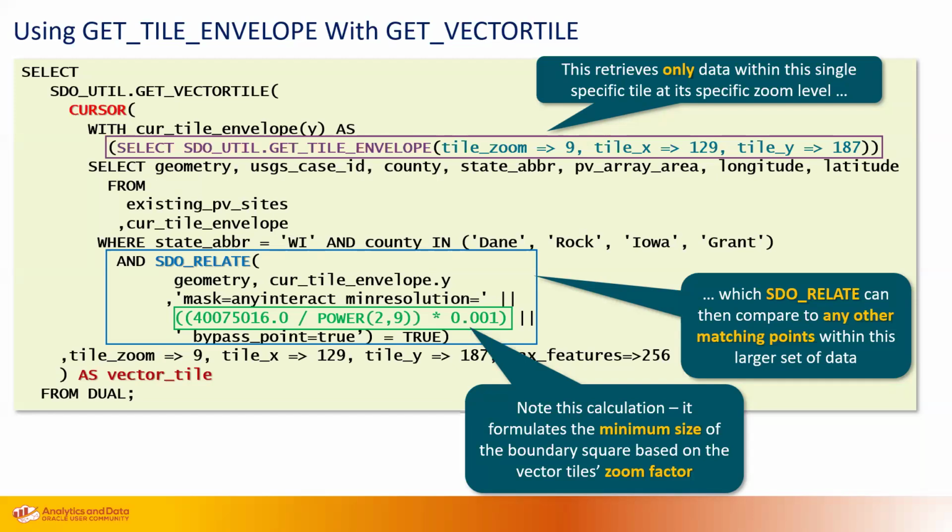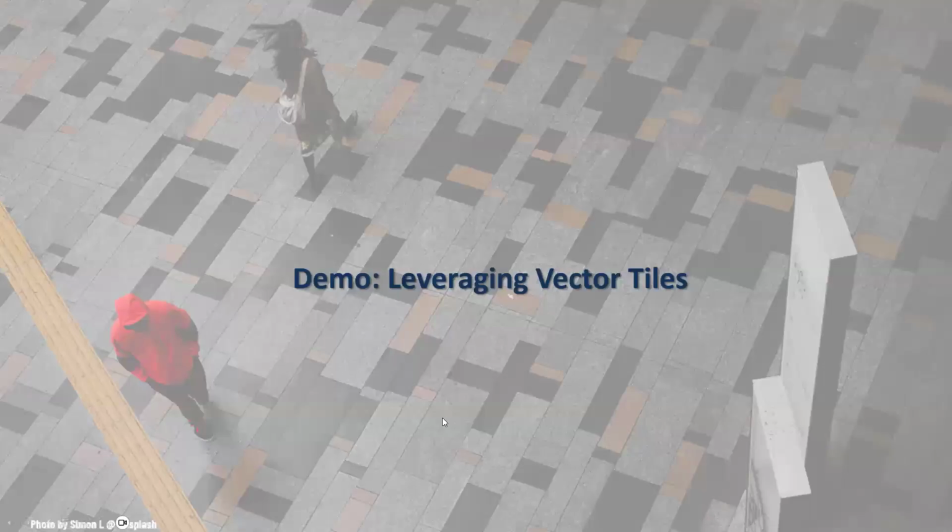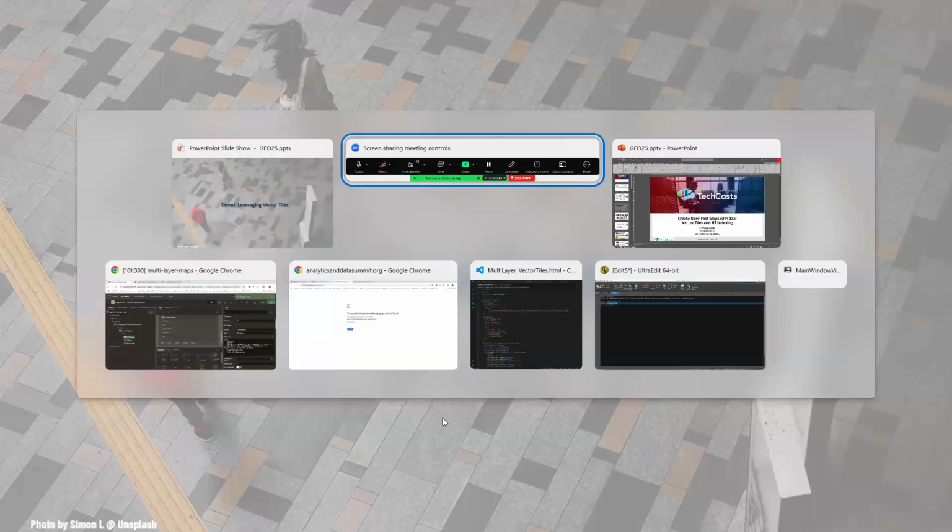What is this going to return? A bunch of vector tiles. Gobbledygook. Well, this doesn't make sense, Jim. So what? Well, here's what. Let me show you what this looks like. We're going to go to a demo real quickly. So here we go. Here is some interesting stuff.